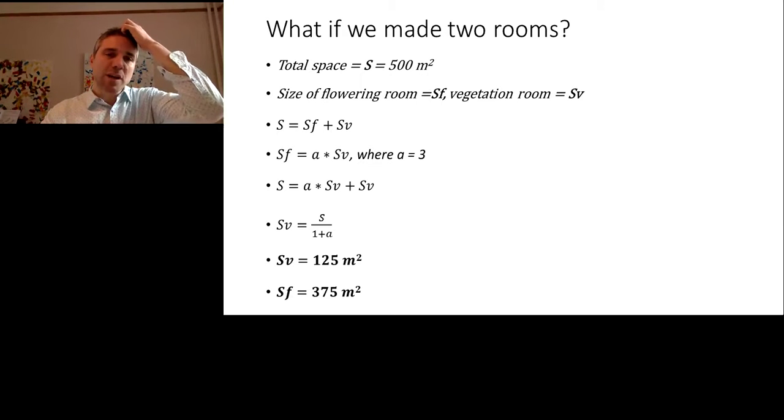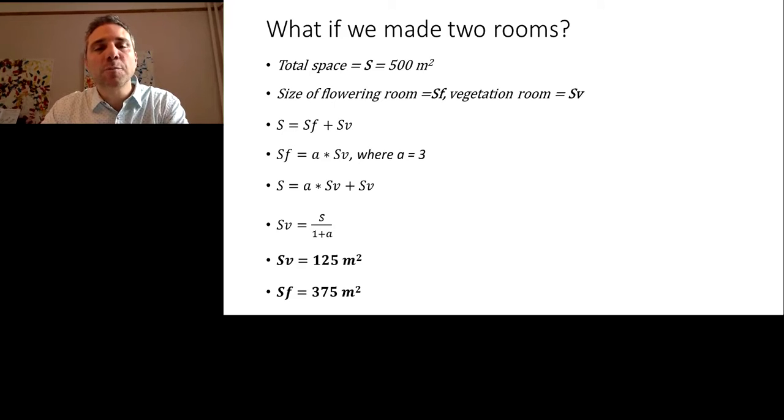So we can rewrite this equation as: the size of the space is split between the flowering room, which is A times the vegging room, plus the size of the vegging room. Then with simple algebra we solve for the size of the vegging room, and we see the vegging room is equal to the total size of the space, 500 meters squared, divided by 1 plus A, or 4. So we're going to devote 125 meters squared to the vegging room, and the rest of the space is going to be devoted to the flowering room.